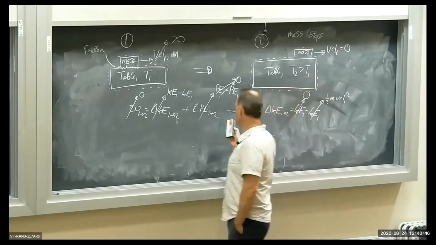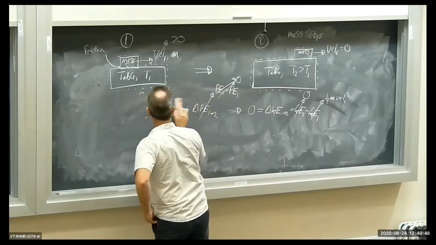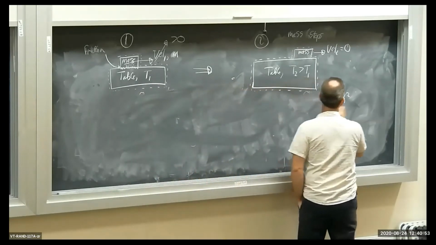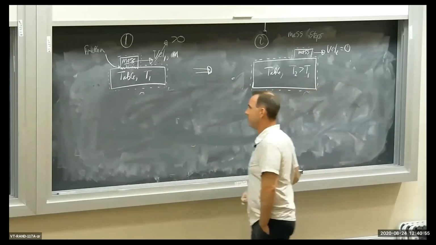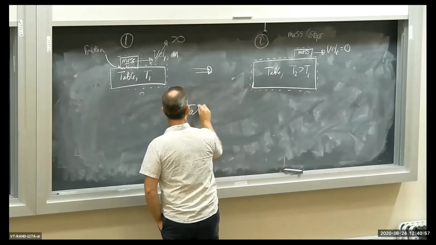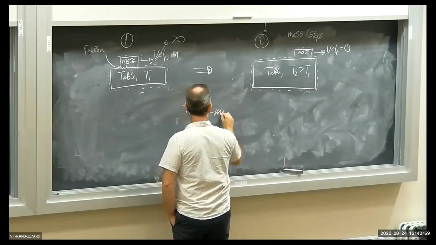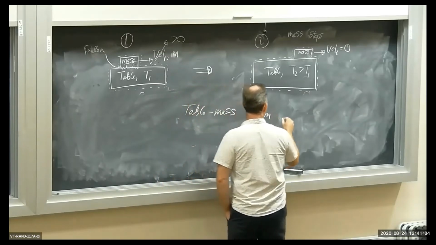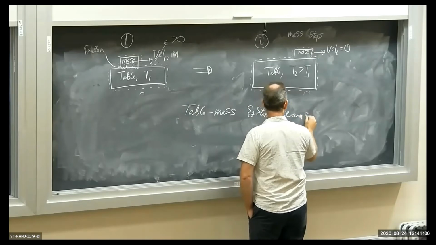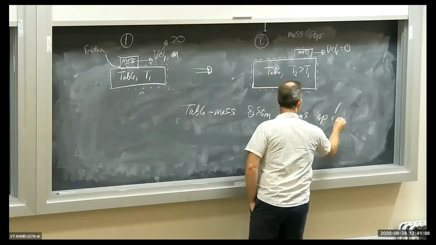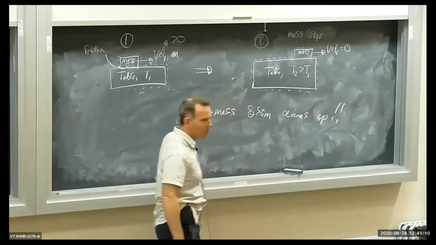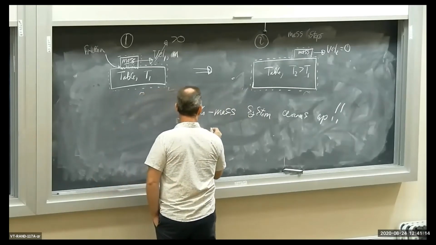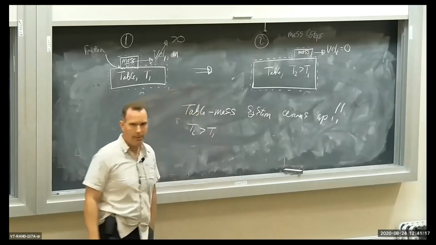In other words, the table mass system gets warmer. Table mass system warms up. In other words, T2 is greater than T1, okay?